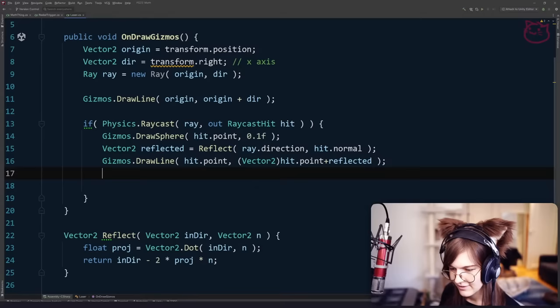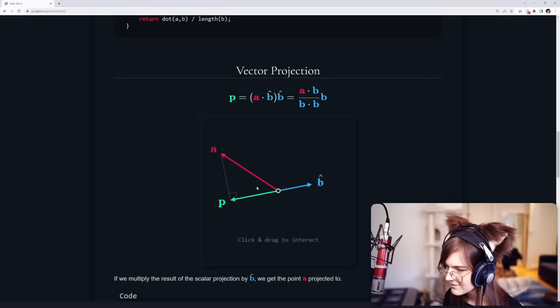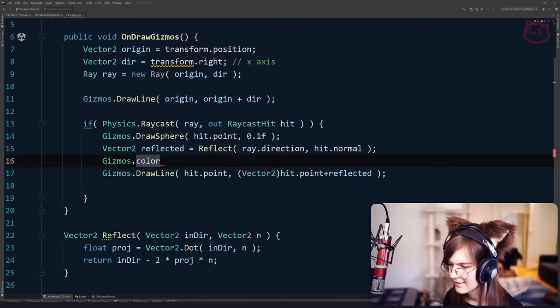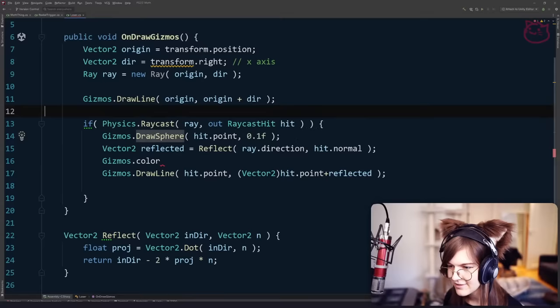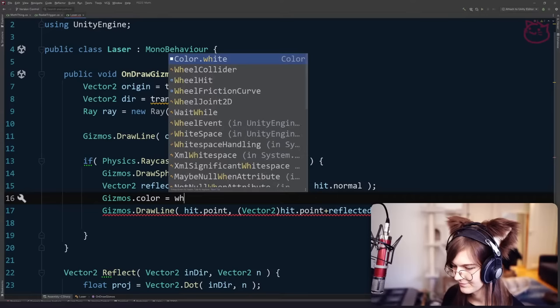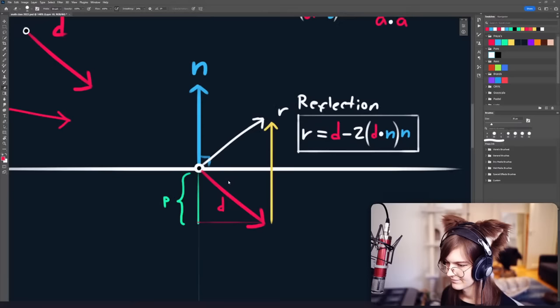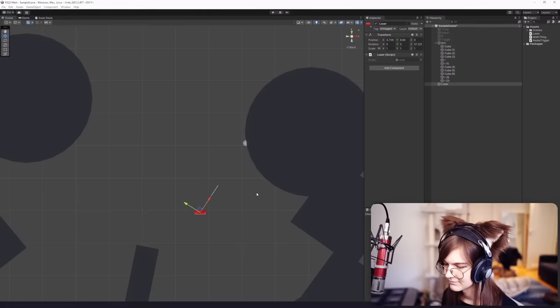Then maybe we want to draw this with a different color. Did we use colors in this one? Oh, it's white. Well, that's not very useful. I guess we'll make this one white, and then we'll make this one red. Okay. Theoretically, we should get our bounce direction if I got my math right. That's looking pretty correct.